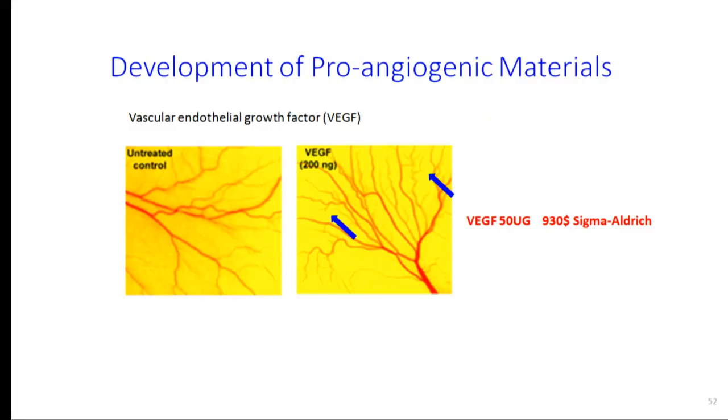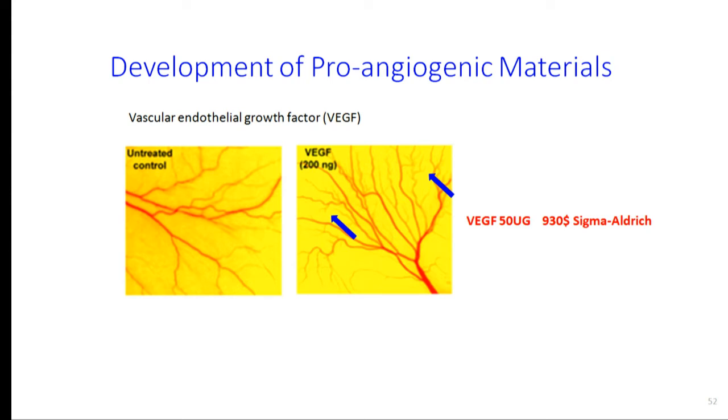So developing the pro-angiogenic, this is just one example. For example, if we get a cut in our hand or body, how our body responds is, in our body there is VEGF, vascular endothelial growth factor, that comes in and supports new blood vessel formation. This is just an example, that is the untreated group. Now, we can see some blood vessels naturally growing in the CAM assay.